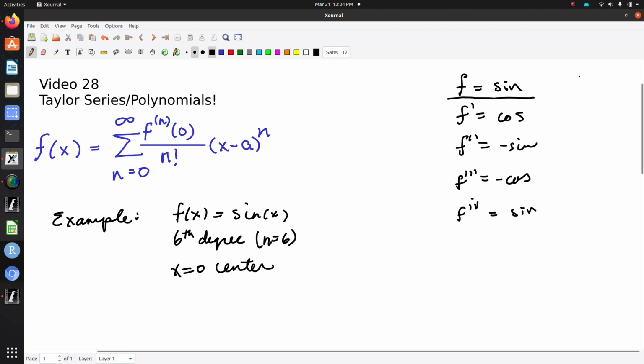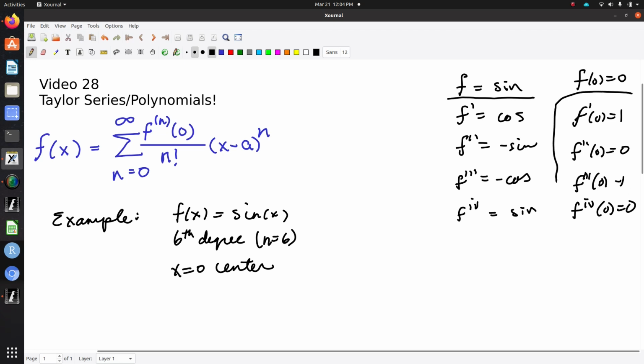Okay, now f of 0 is 0. F prime of 0 is 1. F double prime of 0 is 0. F triple prime of 0 is negative 1. And then, of course, it repeats. The next is going to be 0. So this part repeats. Okay?